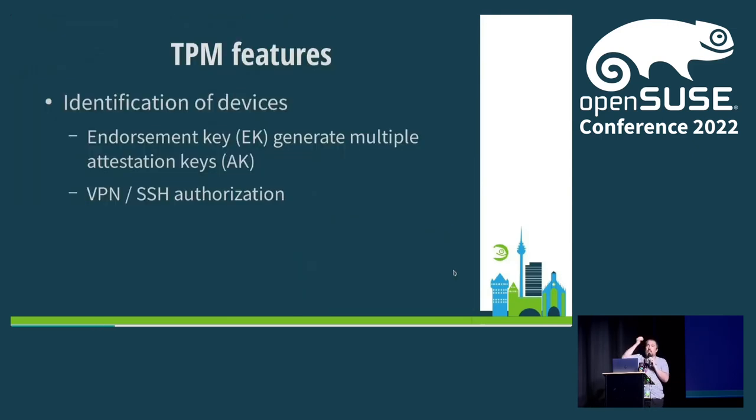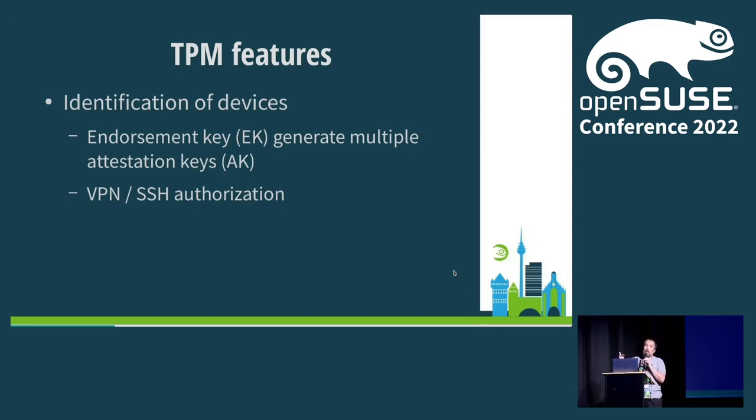So TPMs are something that you can use for certain things. For example, you can use a TPM to identify devices. So when you buy a TPM or you start one, they have inside one key, the endorsement key, that is completely secret. We have the public part that is going to be public, but the secret part is always going to be secret. There is no protocol to extract the key from the TPM. And each TPM is going to have a different one.